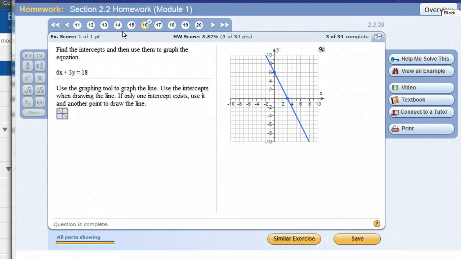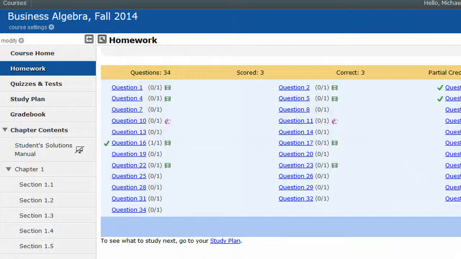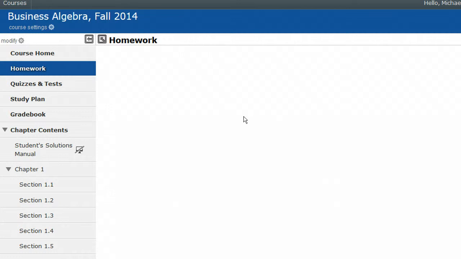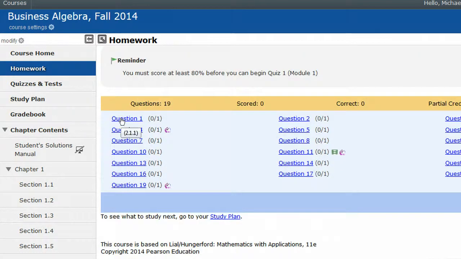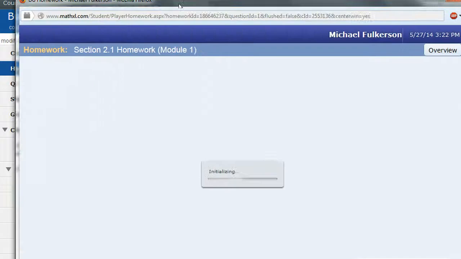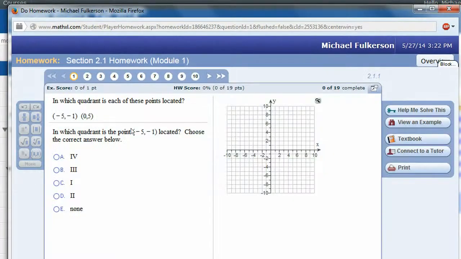So you need to get at least 80% of the problems correct before you can move on to the next quiz or exam. All right, now let's also go back to the homework here. I also want to do a problem from the next assignment, or actually the very first assignment, 2.1. If we go to question number 1, again we'll have this window pop up.